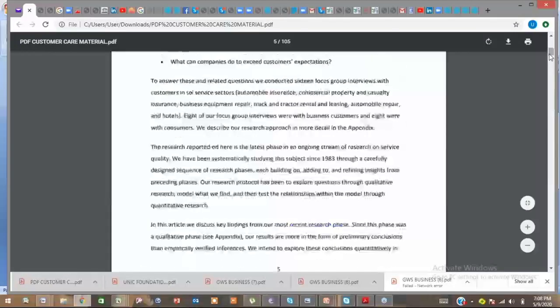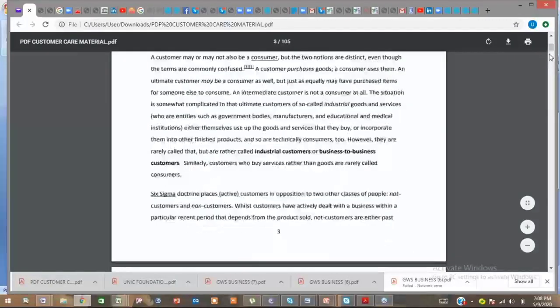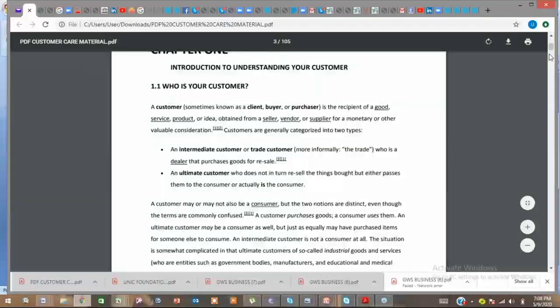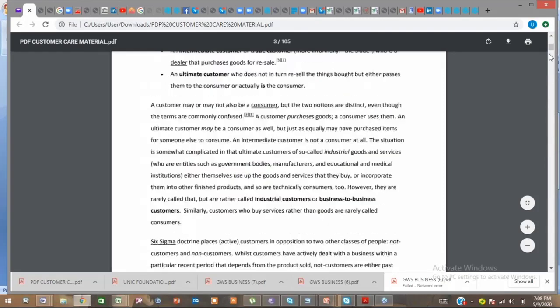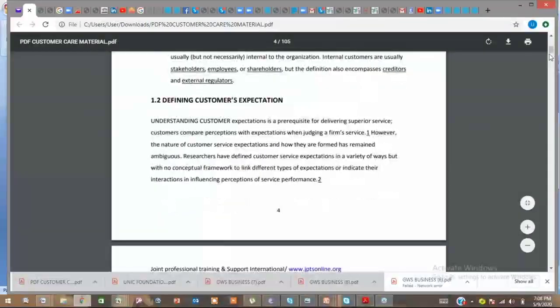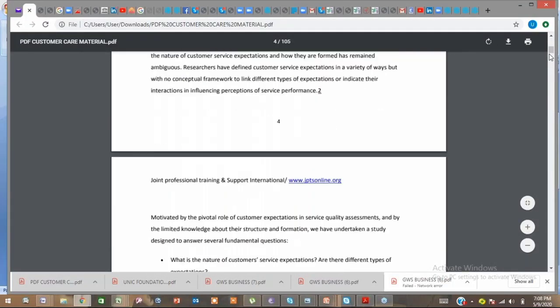So I believe my screen is showing. You guys can see my screen. We started off this class by explaining who is a customer. We said a customer is known as your client, your buyer or purchaser. We defined customer expectation, and we said if you understand your customer expectation, then you can be able to satisfy them.